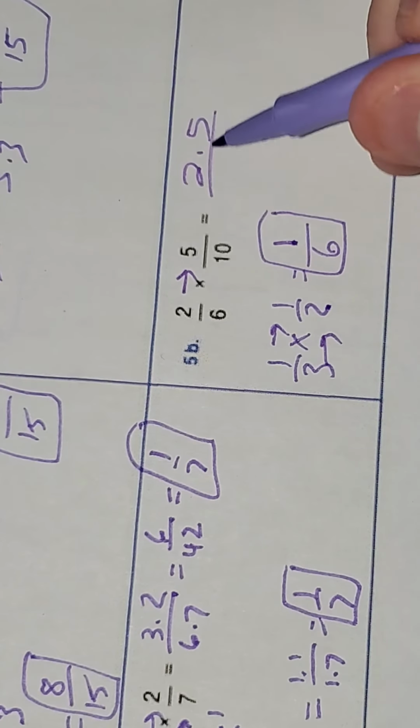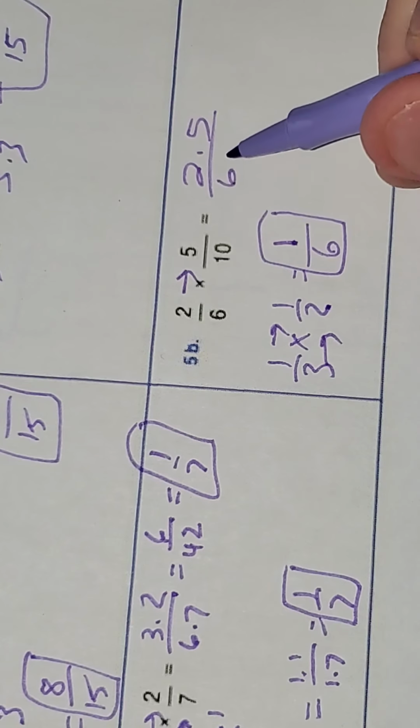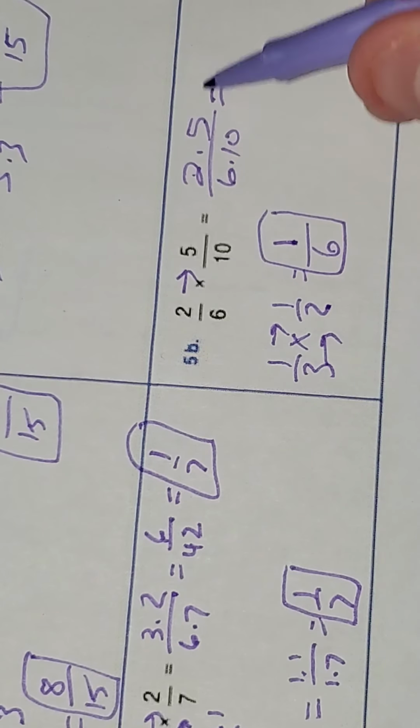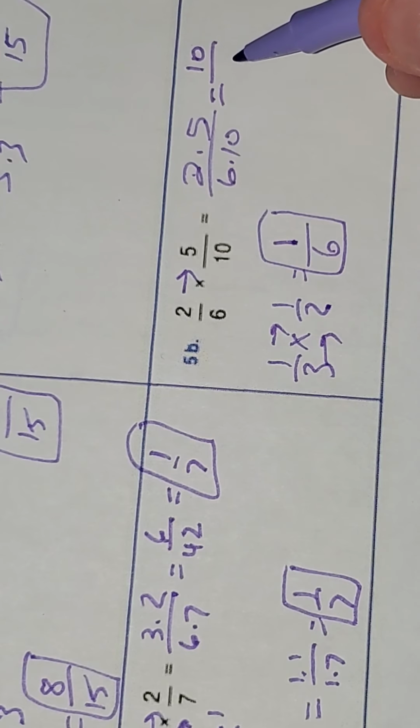Otherwise, you start from the beginning. 2 times 5 is 10. 6 times 10 is going to give us 60.